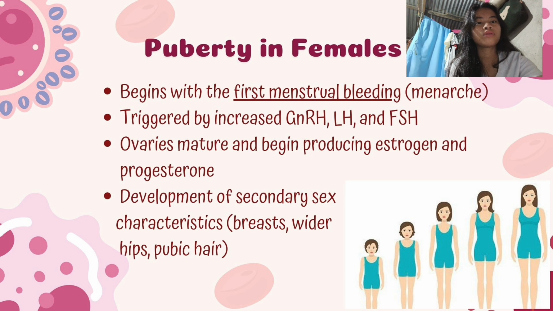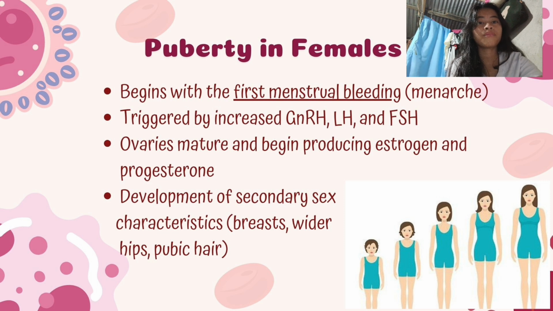Because of estrogen, visible physical changes begin to occur, like growth of the breasts and widening of the hips, which prepare the body for childbirth. There is also growth of pubic hair and sometimes underarm hair. These changes do not involve the reproductive organs directly, but indicate bodily maturation.